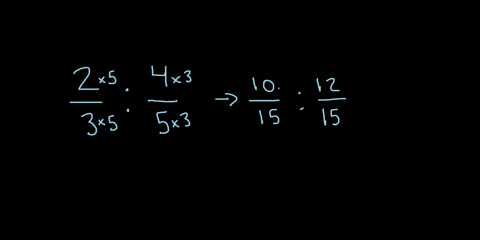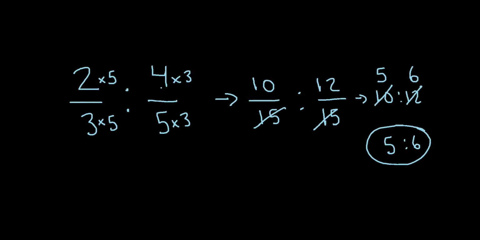So we've converted both fractions to have the same denominator. And we said when they have the same denominator like this, we can just ignore the denominators and only focus on the numerators. So we would get 10 to 12. Now we'll notice that the ratio 10 to 12, we can simplify a little bit further. If we divide both of these by 2, 10 divided by 2 is 5, and 12 divided by 2 is 6. So our final answer will be 5 to 6. So 2/3 to 4/5 simplifies to 5 to 6.